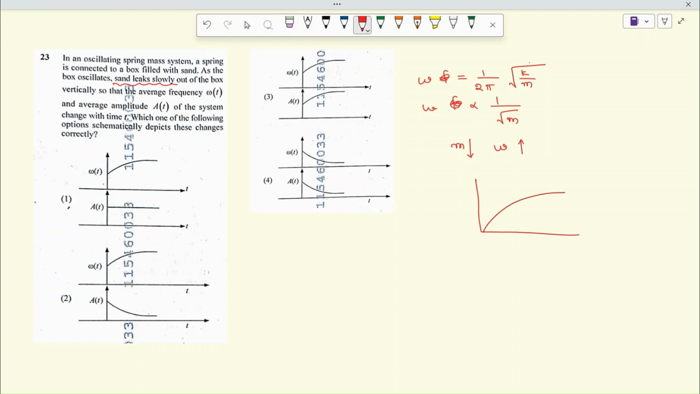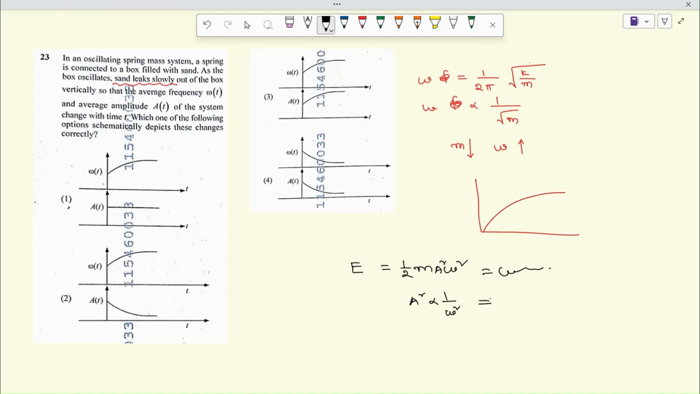Coming to second part. What happens to the amplitude? Here the total energy is not losing. Total energy is constant, isn't it? We can write total energy as half m a square omega square. This is constant, total energy. And now we can see from this a square is inversely proportional to omega square, correct?